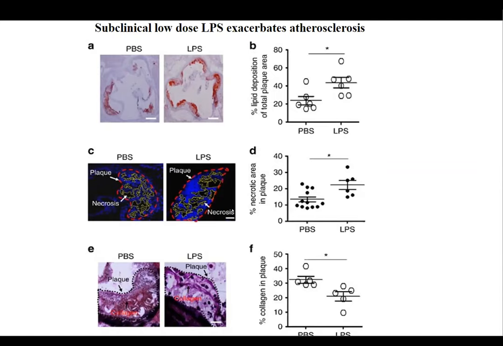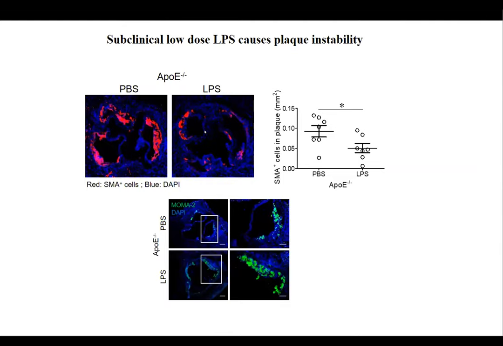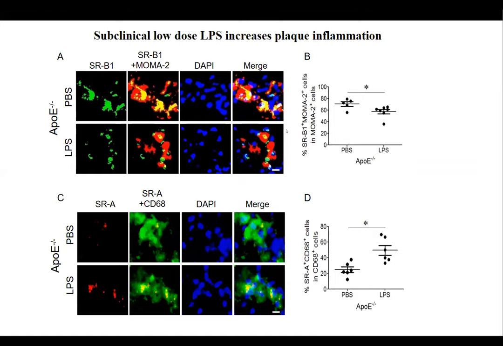We also looked at the macrophages inside the plaque. We saw an increase of macrophage deposition within the plaque. We also looked at smooth muscle actin, and we see a reduction of smooth muscle cell deposition within the plaque as well. We then looked at the balance between SRA and SRB. SRA is a signature for inflammatory macrophages. SRB is the anti-inflammatory macrophage marker. We see a drop of SRB1 staining in the plaque, and also an increase of SRA in the plaque macrophages.